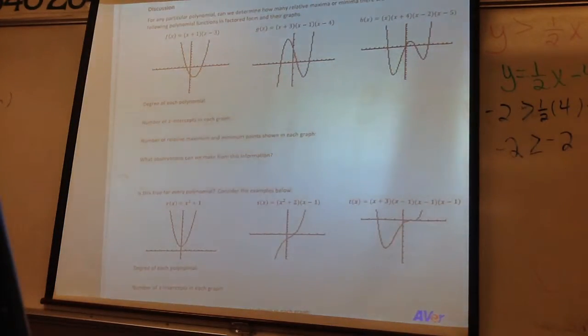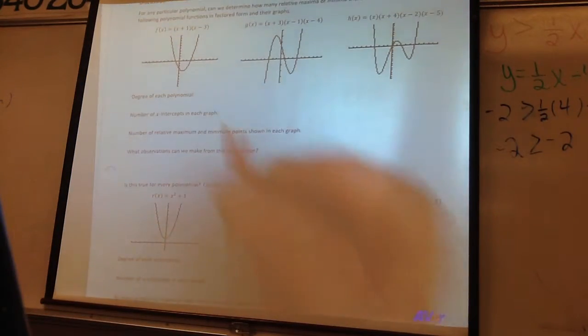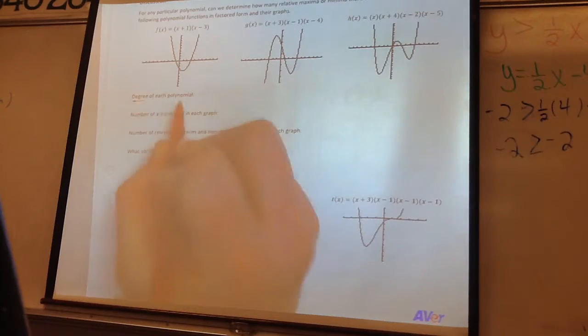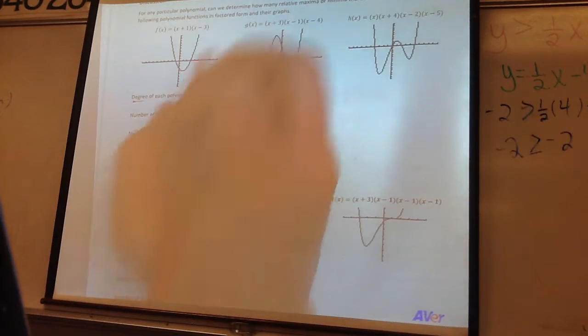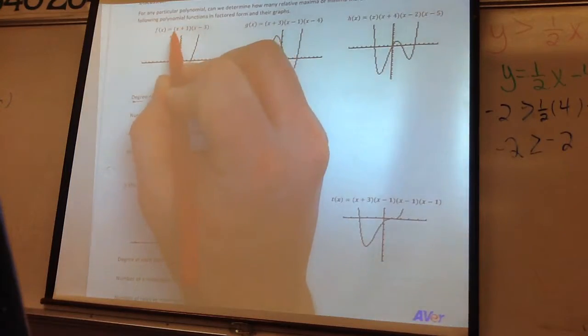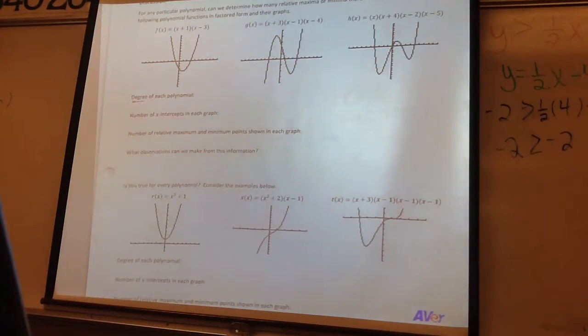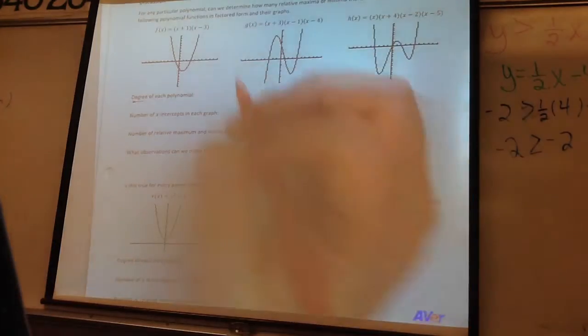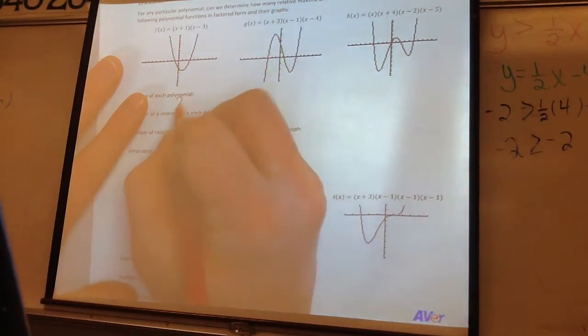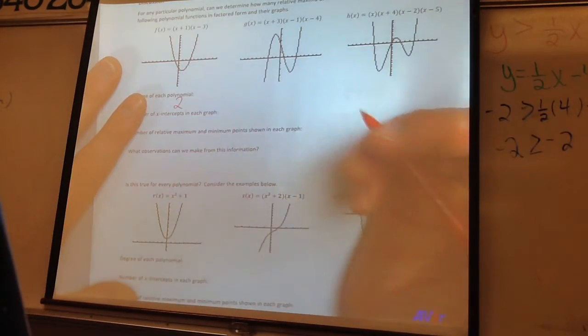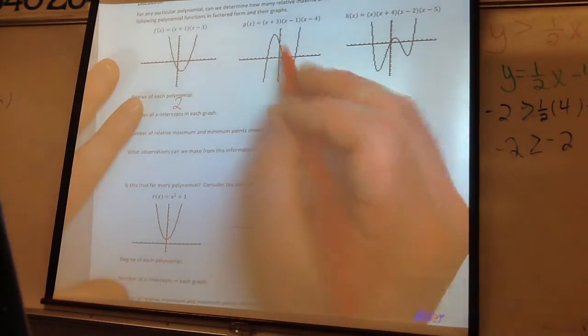Remember that? Okay, just checking. The degree of each polynomial, what does that mean? Any ideas? It's like, is it hot or cold? It's not that. It's if you multiplied it out, what is the highest power of x? That is the degree. So like this one would be an x squared, or just 2 is the degree, the highest power of x. What's this one?